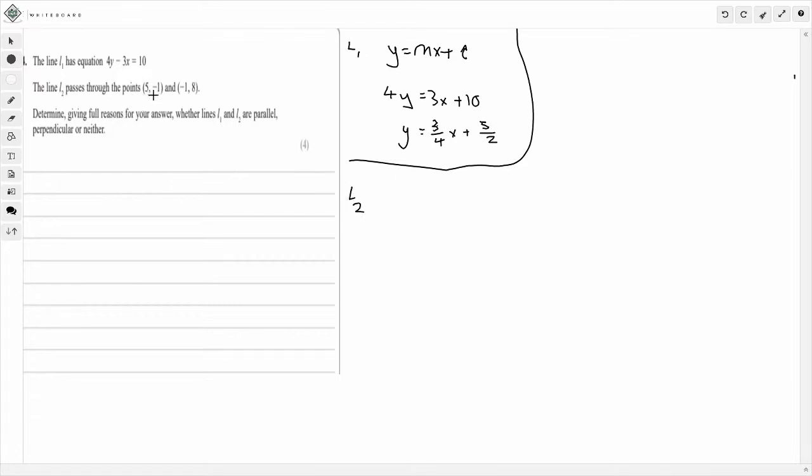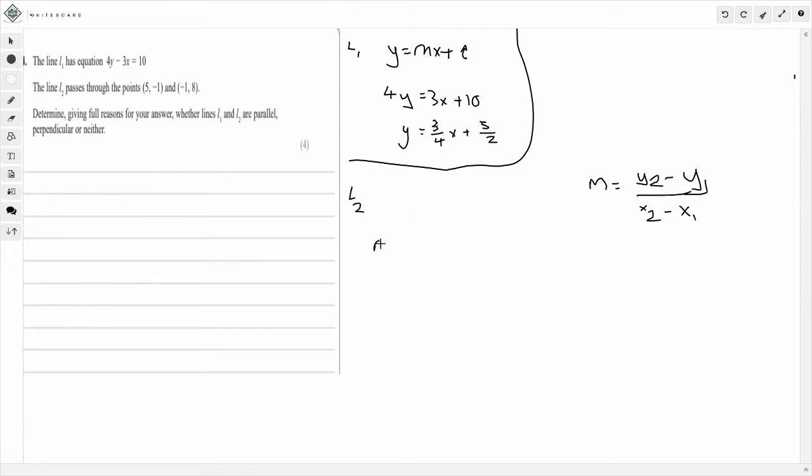We've got these points here, 5, minus 1 and minus 1, 8. So you've got to think about what you can do to get the gradient of this. Remember, the gradient, m, is going to be equal to y2 minus y1, all divided by x2 minus x1. That's going to give me the gradient. Now y2 is just one of your y coordinates, y1 being the other, and same with your x2 and x1. So if I call this one y2, the 8, then this one is my y1. And same here, this has to be x2 if this is y2.